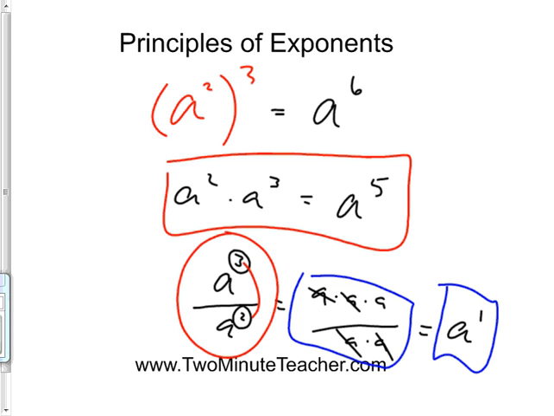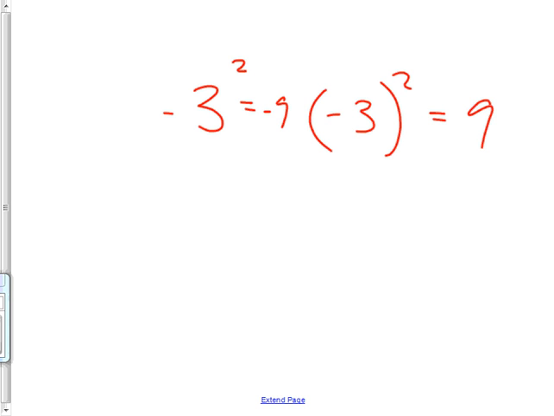All right, now let's talk about a common mistake on principles of exponents. This compared to this one: this one is equal to -9. This one is equal to +9. And why the difference? Because on this one, everybody makes the mistake.